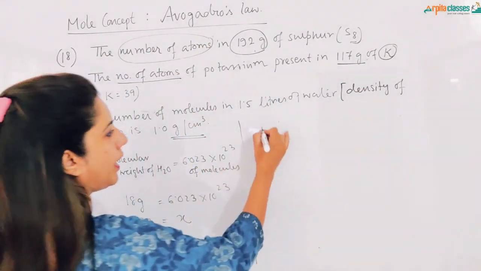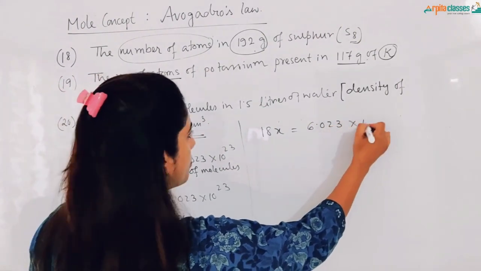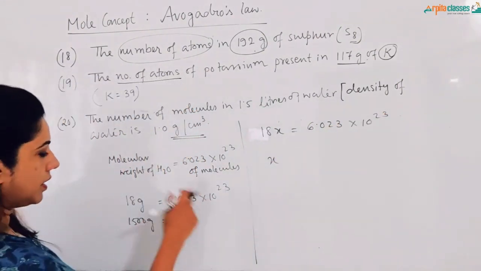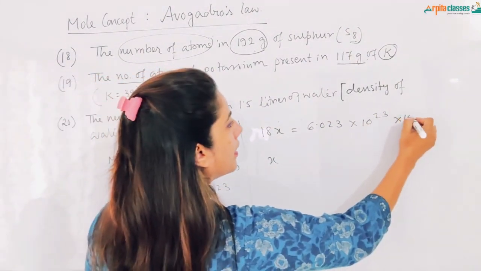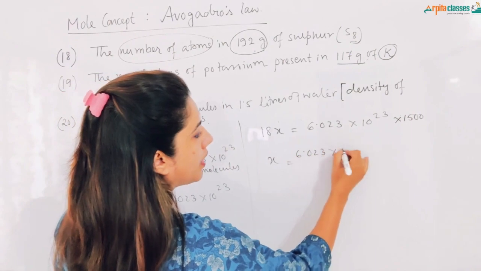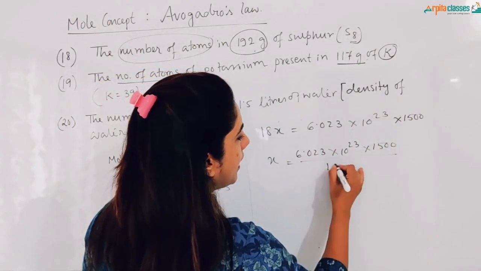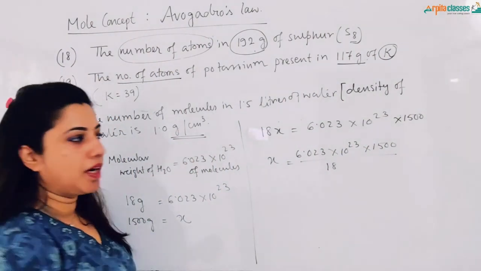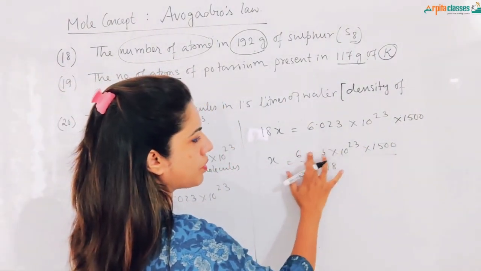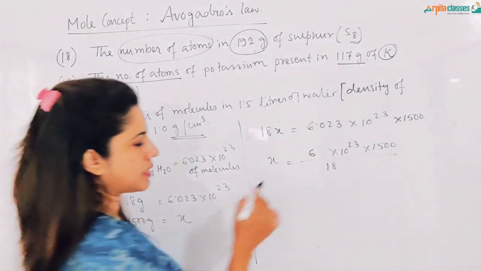So 18 into x is equal to 6.023 into 10 raised to power 23. Therefore, x is equal to 6.023 into 10 raised to power 23 into 1500 divided by 18. Since 18 and 1500 go by 6, we can take 6 in place of 6.023. We can just approximate this a little bit.